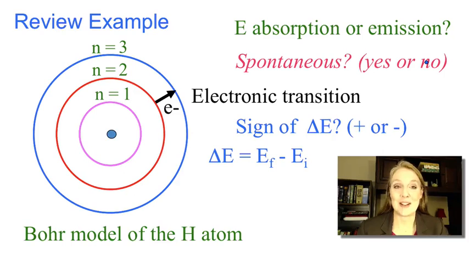Here, the final energy is a higher value. So we have a larger number minus a smaller number, and that gives us a positive value for the change in the energy.